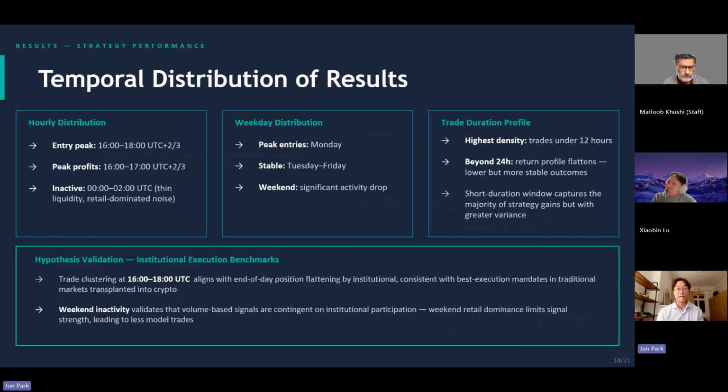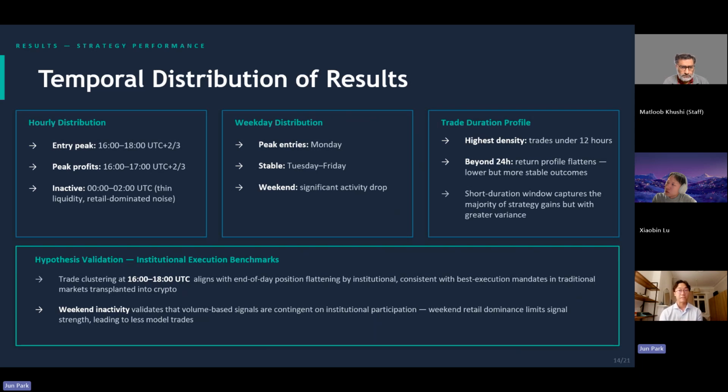Now, the temporal breakdown of trade activity offers some pretty strong empirical validation of our core hypothesis. So trade entries clustered most heavily between 16 and 18, or 4 p.m. and 6 p.m. UTC, which corresponds precisely to the final hours of the New York trading session, which is the exact window where global institutional desks actively restructure their inventory and unwind structural positions before the day closes.